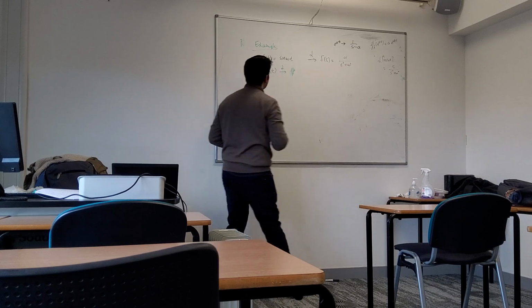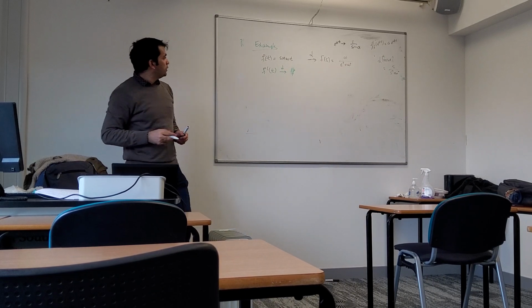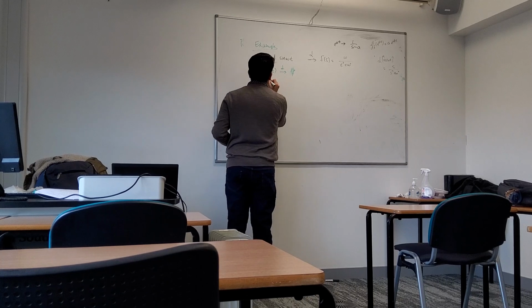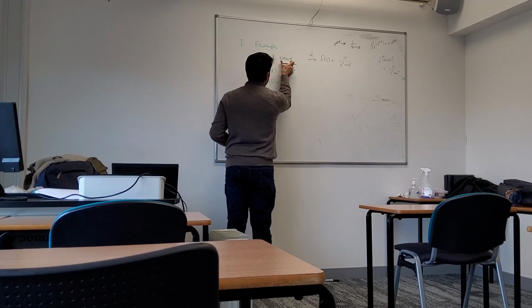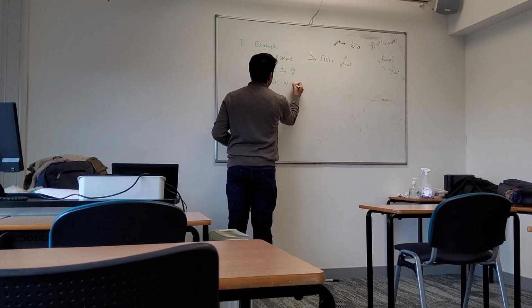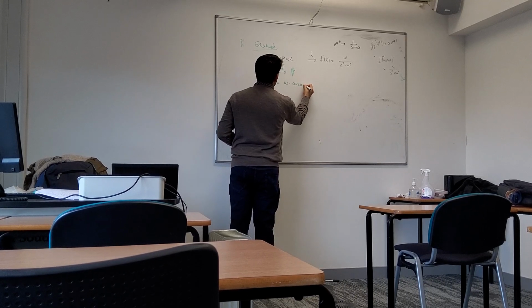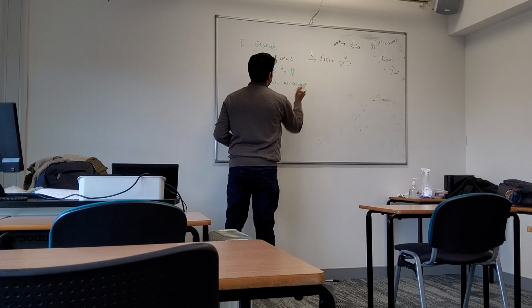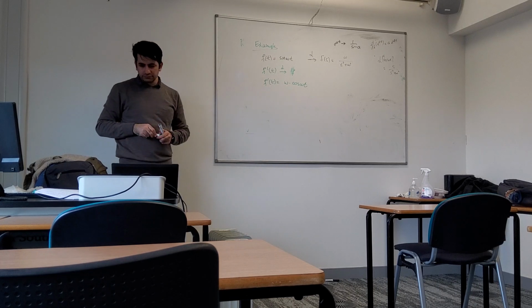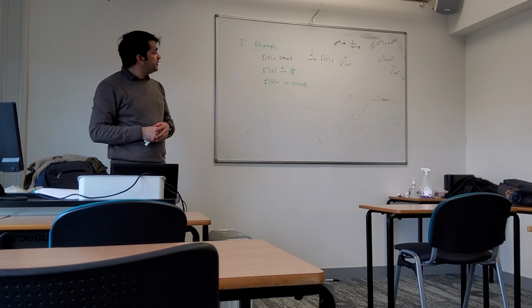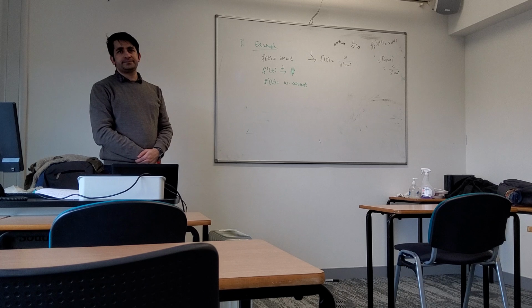So I need to calculate the Laplace transform for f prime of t. What is f prime of t? We know from here, right? f prime of t is, if you take the derivative of this, it would be cos omega t. So it means that we know what our f of t is, right?